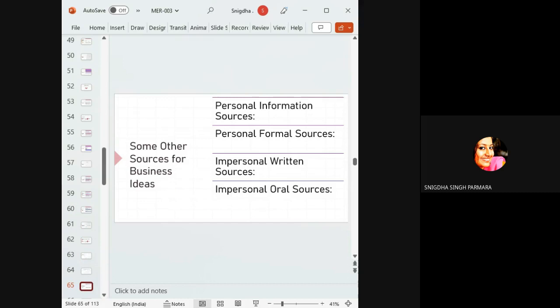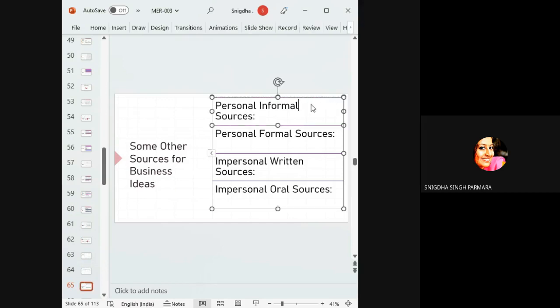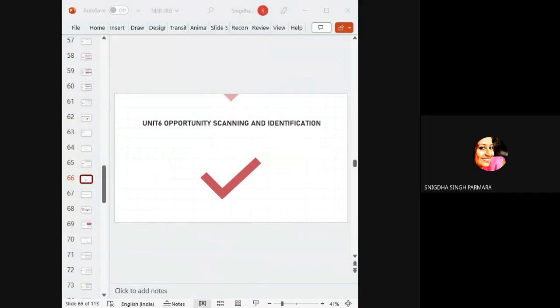Some other sources of business ideas: personal informal sources, personal formal sources. This is going to be informal. Some impersonal written sources, some impersonal oral sources that you just go through and it might click to you. Now, coming to Unit 6, which is opportunity scanning and identification.